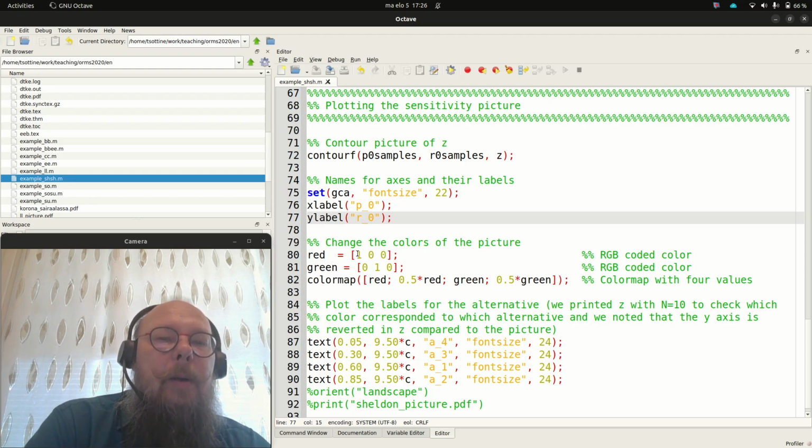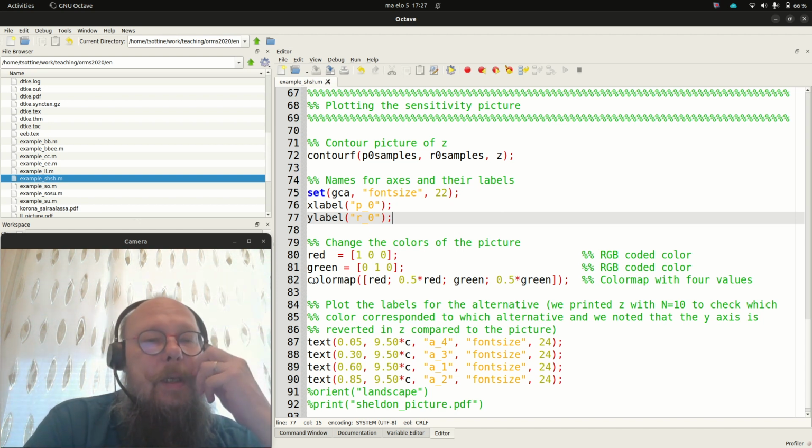So I called red, which is red value full and no green or blue. And then there's a green value, which is 0 red, 100% green, and 0% blue. These are just the definitions of colors in RGB coding. And then the color map will change the colors of the picture.